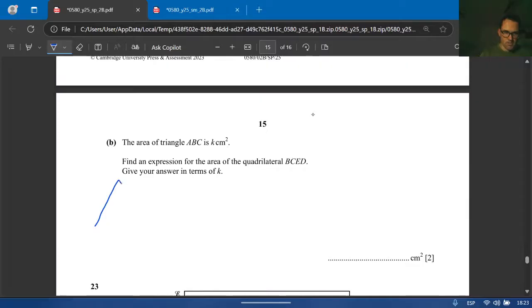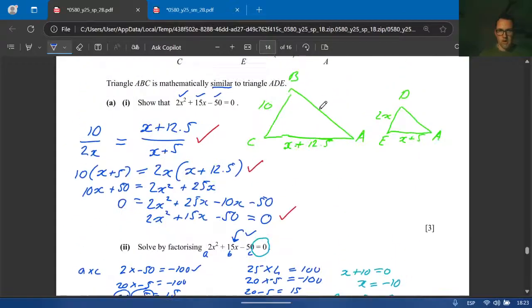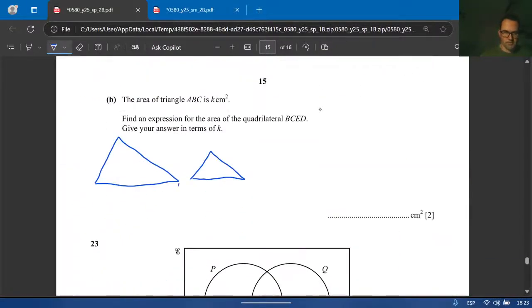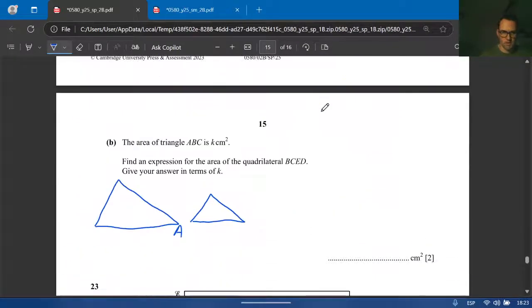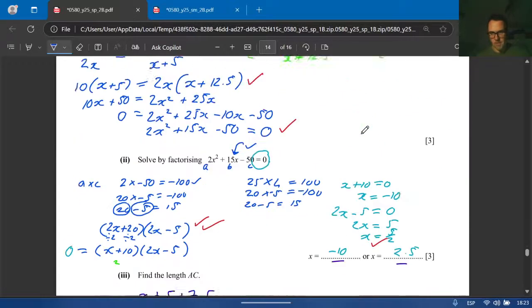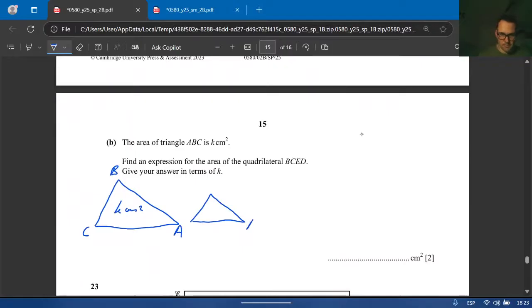We got this shape, and we got that one there. Triangle, this one is ABC. Where's the B? Where's the C? ABC. They tell us the area is k centimeters squared. Then we got ADE. How much bigger than the other one is it?